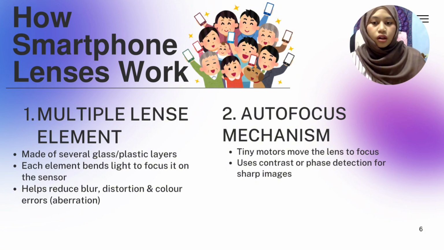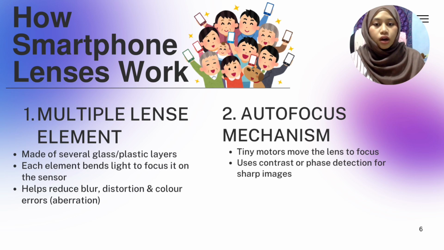The purpose of all these layers is to make sure the light entering the camera is focused correctly onto the image sensor. Without multiple lens elements, our photos would be blurry or distorted. These lenses also help fix color problems, like when colors don't line up properly, which is called chromatic aberration. Even though we don't see them, these tiny lenses are doing a lot of work to make sure our photos are sharp and accurate.